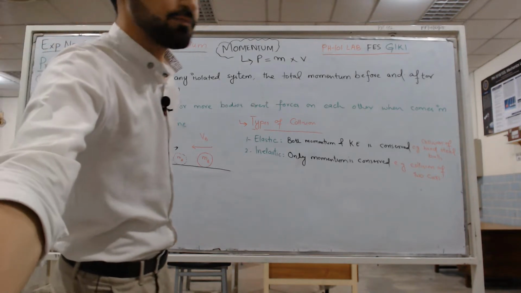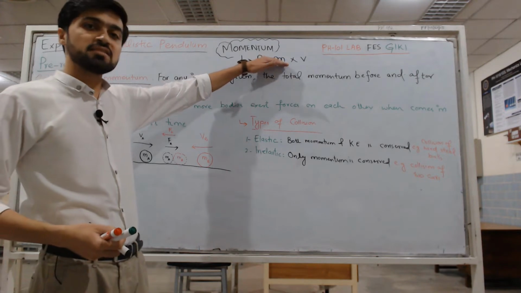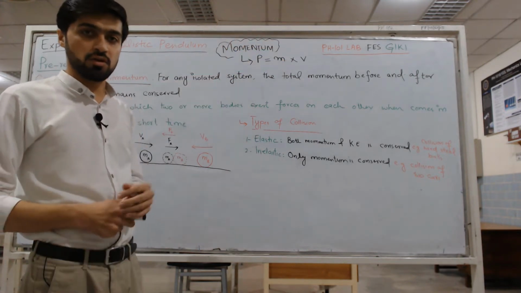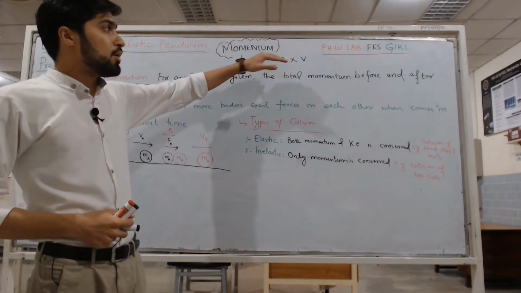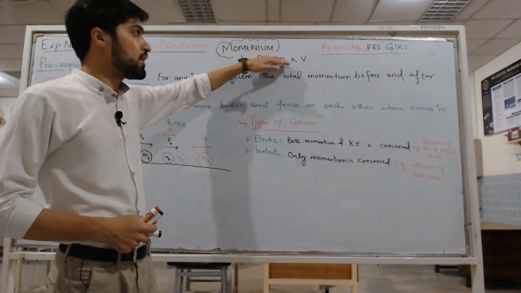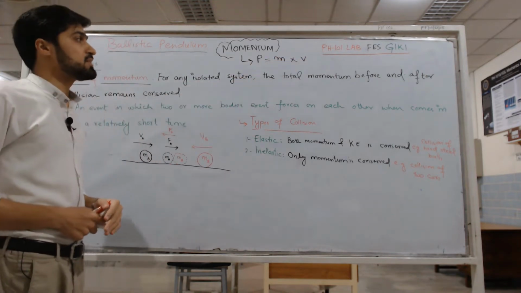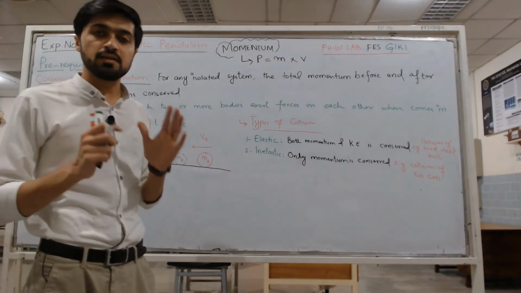Momentum, we can say, is the quantity of motion in a body. Simply, if a body of mass m is moving with some velocity, then we can say that it has some momentum.